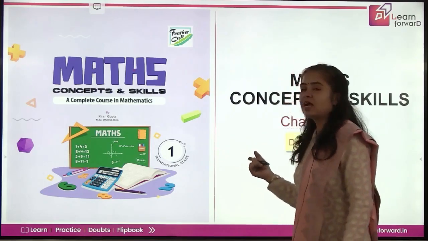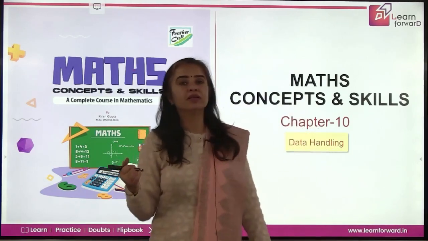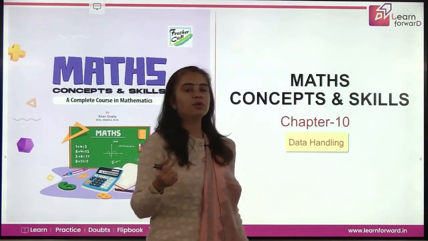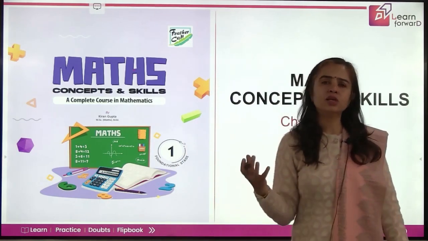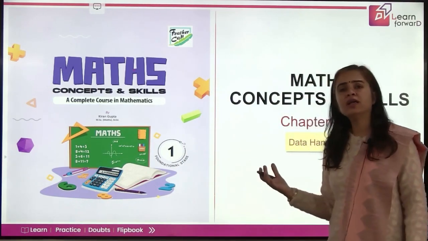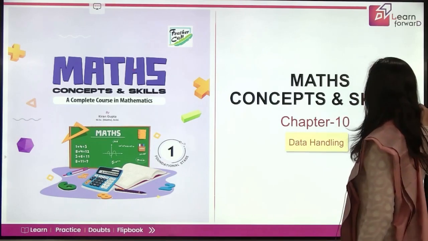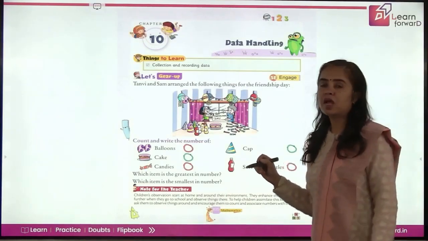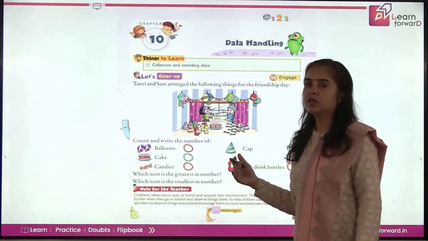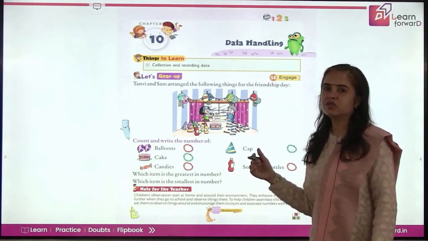So we are starting today a new chapter, chapter number 10 of your book, Data Handling. What is data? The information, the values that you have, is called data. And what do you do in data handling? We just arrange them in a systematic order. How? We'll be learning here, children. So let's have a gear up exercise for you first.